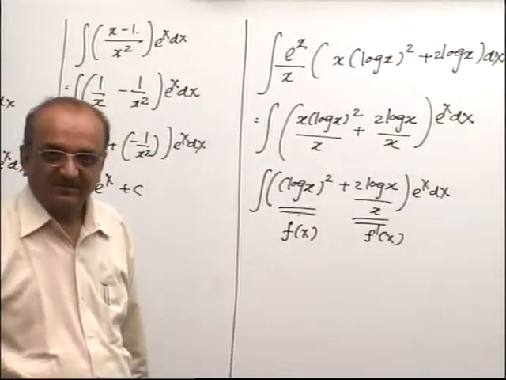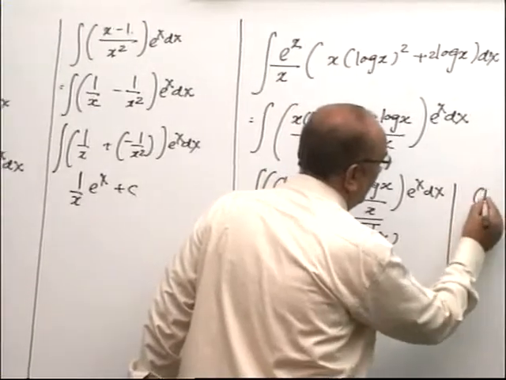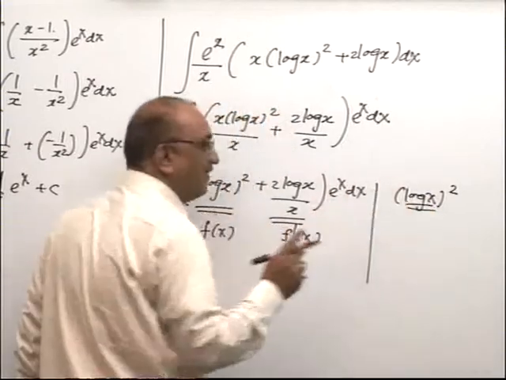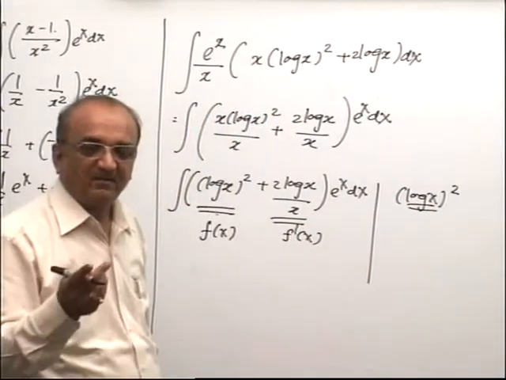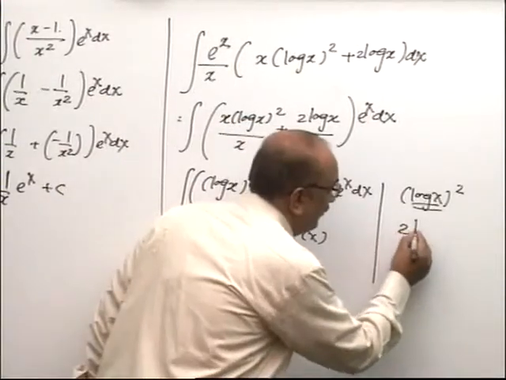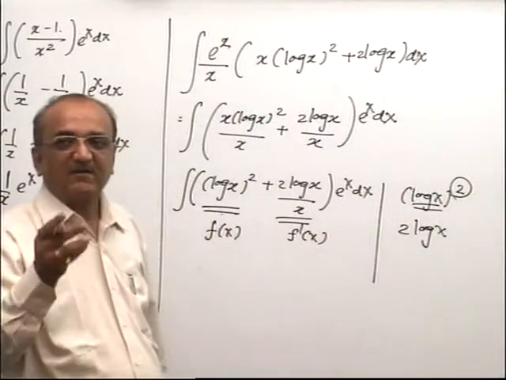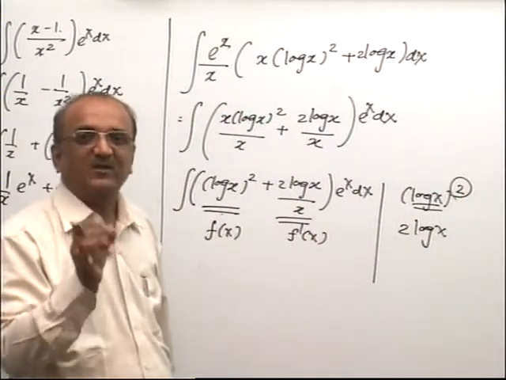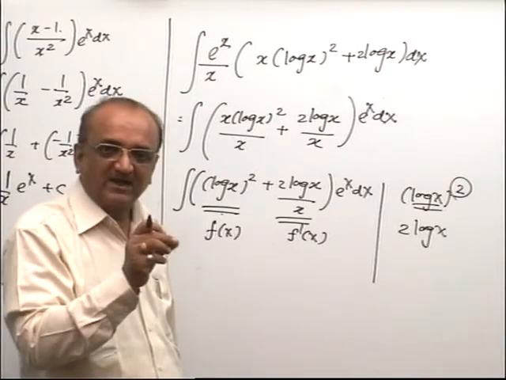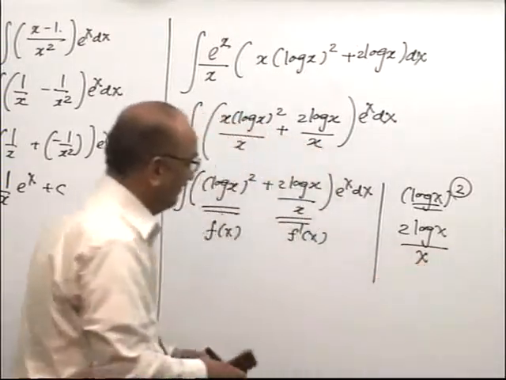Do you remember? See the revision. Suppose log x is m square. What is the derivative of m square? 2m, means 2 log x. m square is 2m, is 2 log x. What is m? Log x. What is the derivative of log x? 1/x. You got the answer?